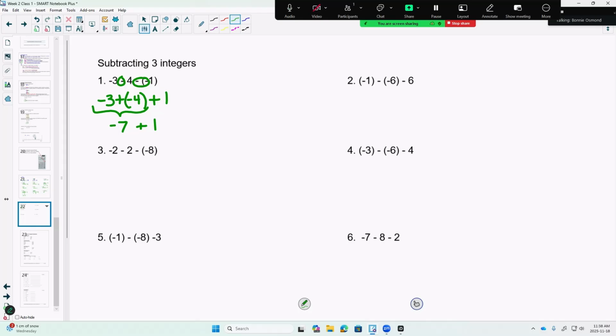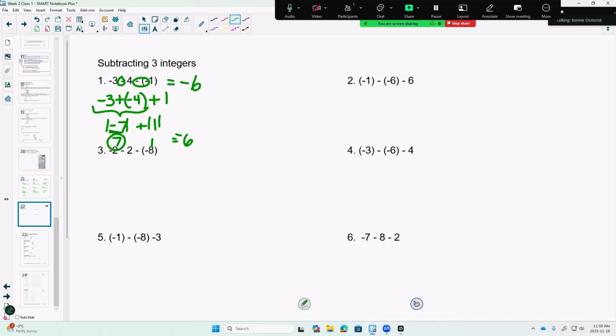Absolute value, excuse me, of negative 7 is 7. Absolute value of positive 1 is 1. 7 take away 1 is 6. Is my 6 negative or positive? 7 has the bigger absolute value. It's negative, so my answer is going to be negative 6. Okay, so a few more steps to take, but just take your time.